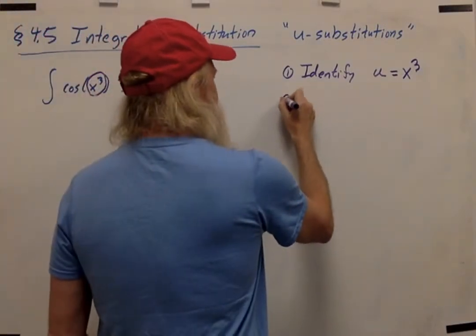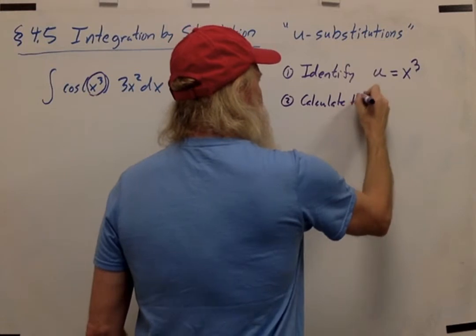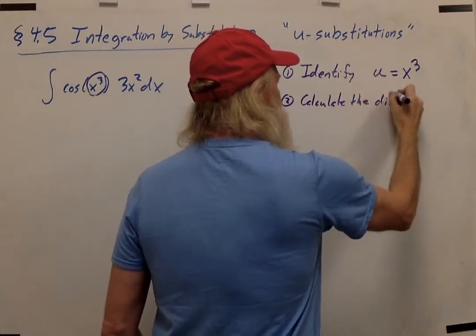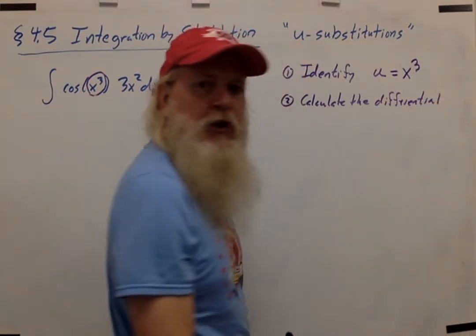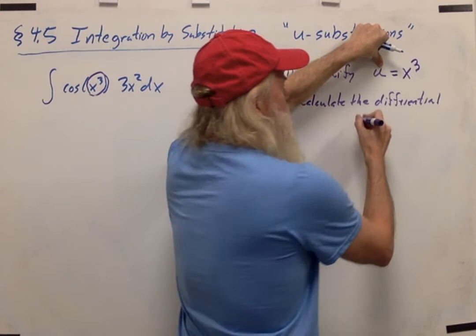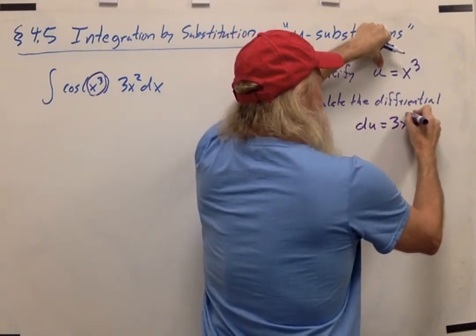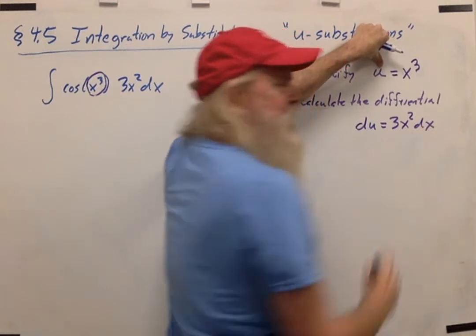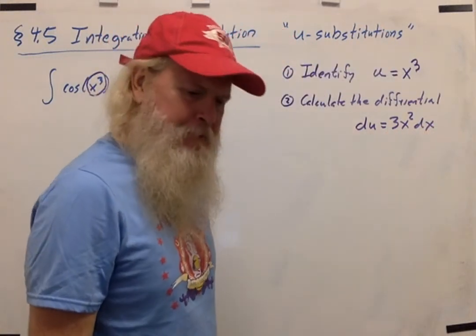The second step is to calculate the differential of whatever u it is that you chose. So if you choose u equals x cubed, then du is 3x squared dx. Remember, the differential is the derivative times dx.